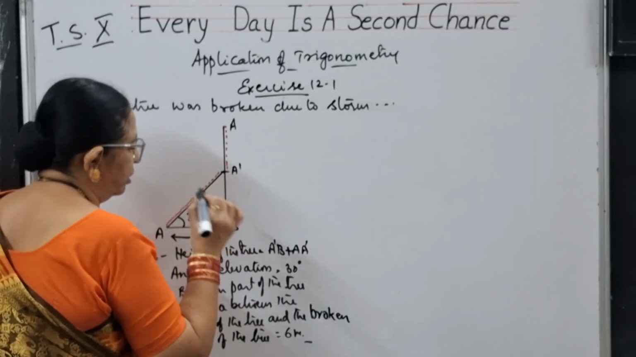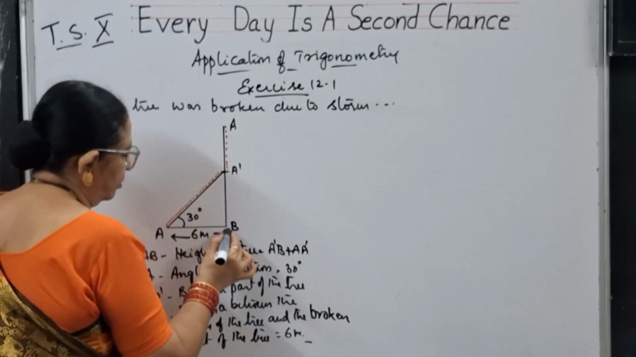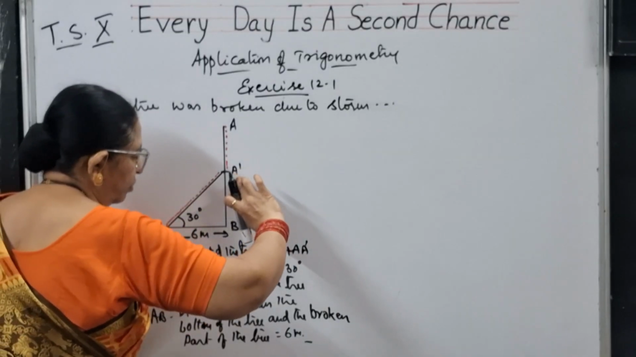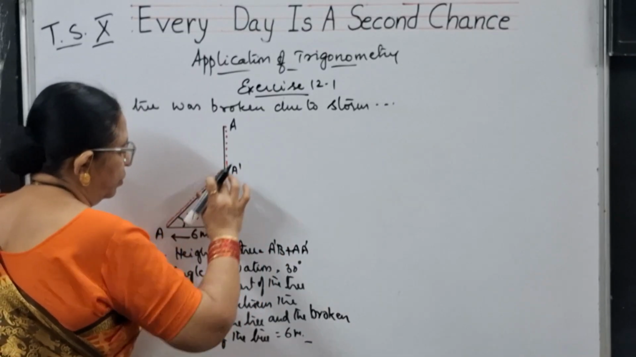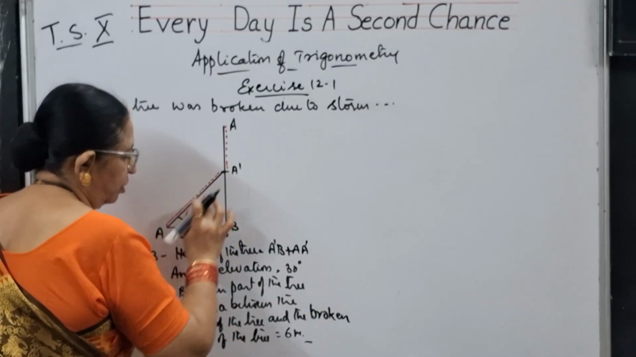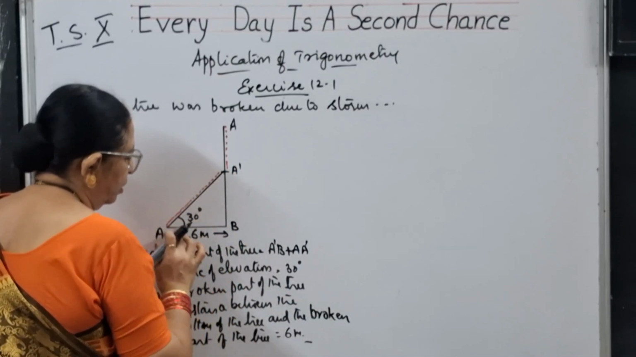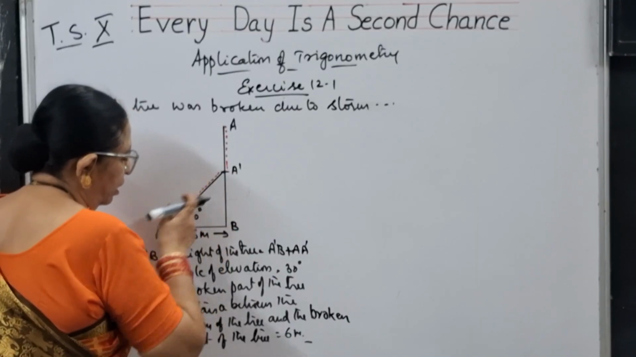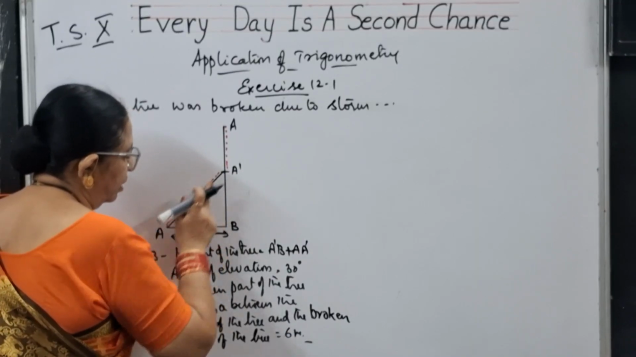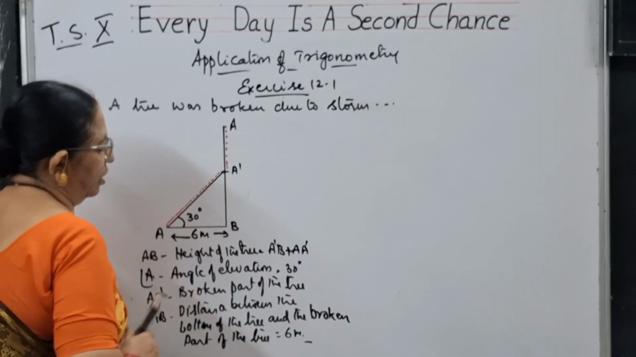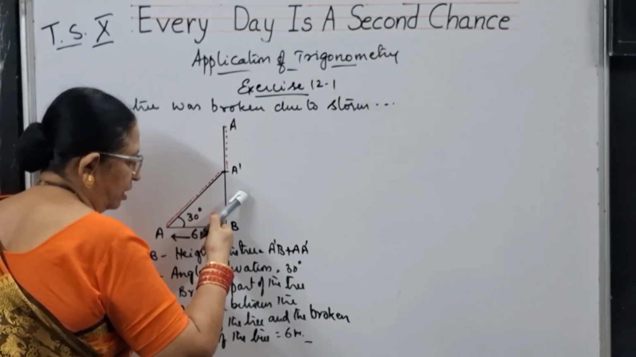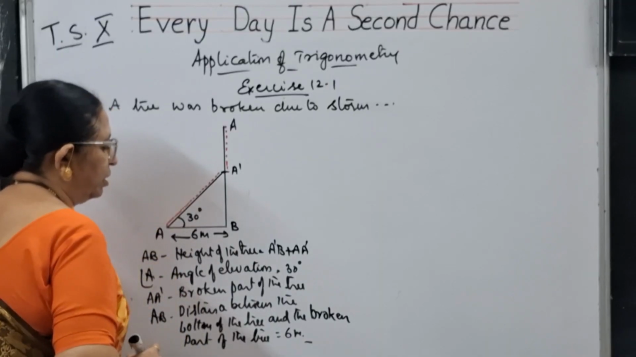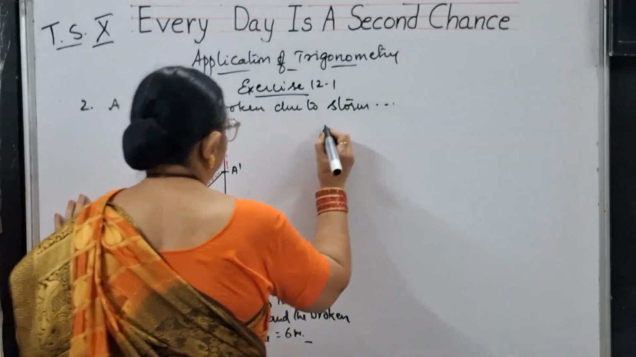So A'B, if you want to find out, this is nothing but, see, opposite side by adjacent side. So if you want to find out A'B, you have to find out tan 30, so that you will be getting what is A'B. If you want A', see, adjacent side and hypotenuse. Adjacent side and hypotenuse is cos theta. So cos 30. So tan 30 plus cos 30 will give you the height of the tree. So first we will take tan 30.